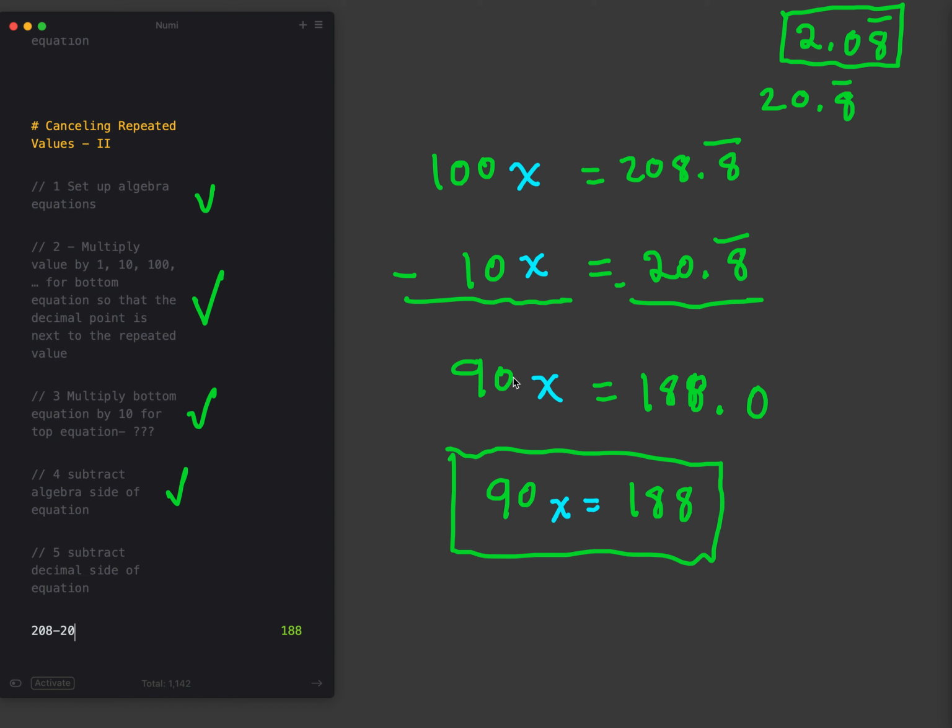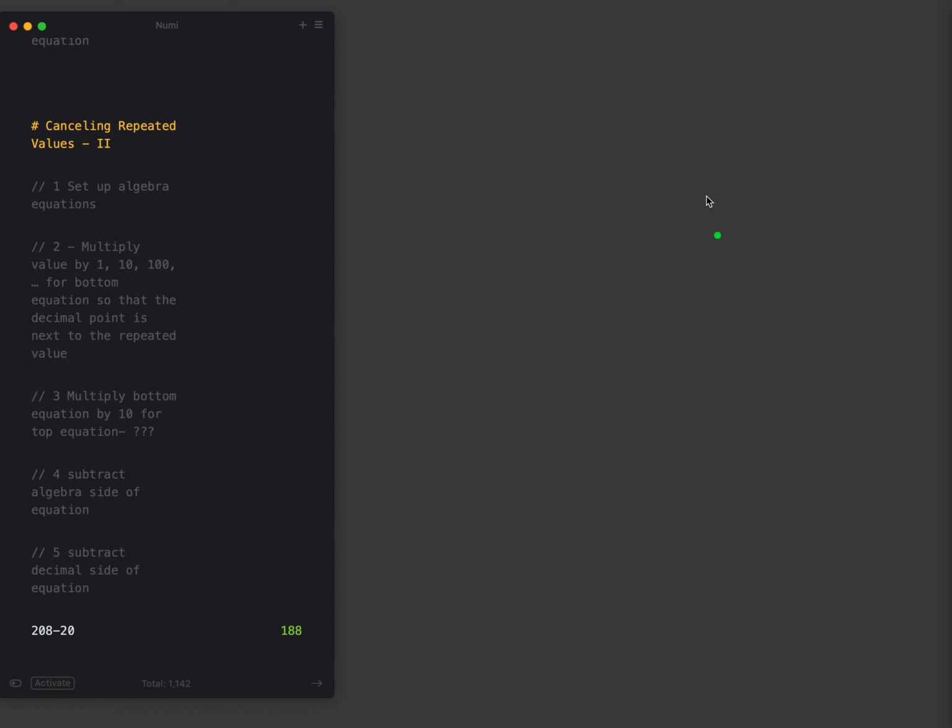We're going to go over one more example in this video. So I'm going to delete this. Our next example is going to be 9.63 repeating, like this. For this example, we have to set up our algebra equations. So I'm going to have my top equation and my bottom equation.